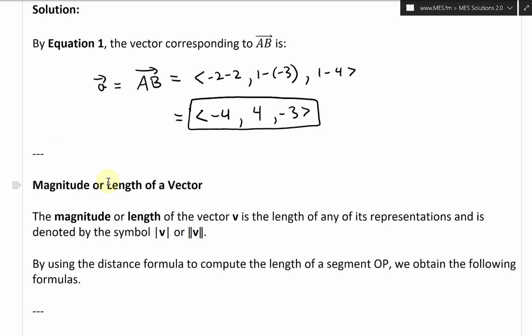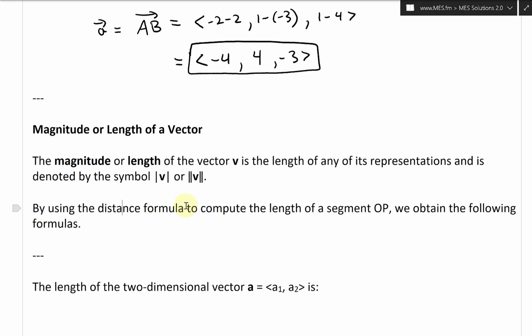Now let's take a look at the magnitude or length of a vector. So the magnitude or length of the vector is the length of any of its representations and is denoted by the symbol. You can have this vertical line, then the vector V, then a closing line there. Or you can have double lines and then V and then double lines. I typically see this one. Here's the one I use more. Also because this one, I can't really find on my keyboard.